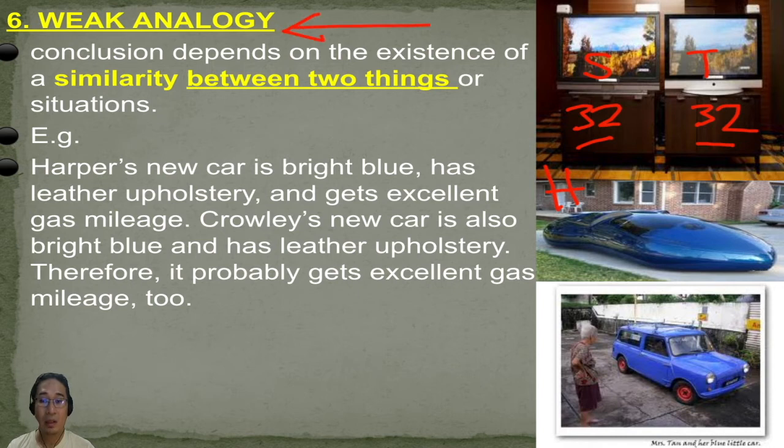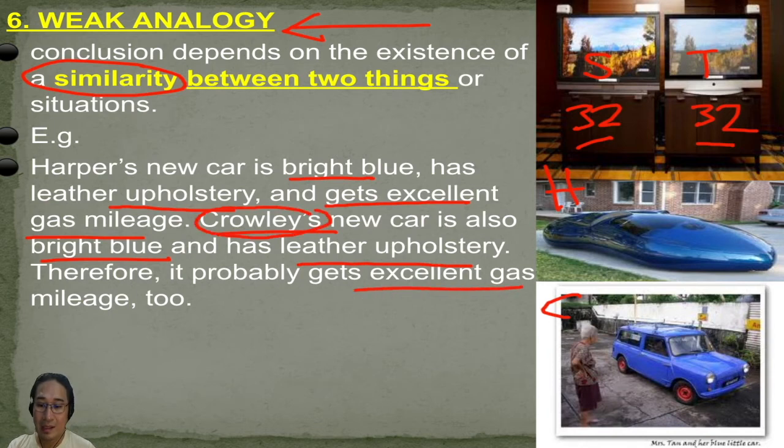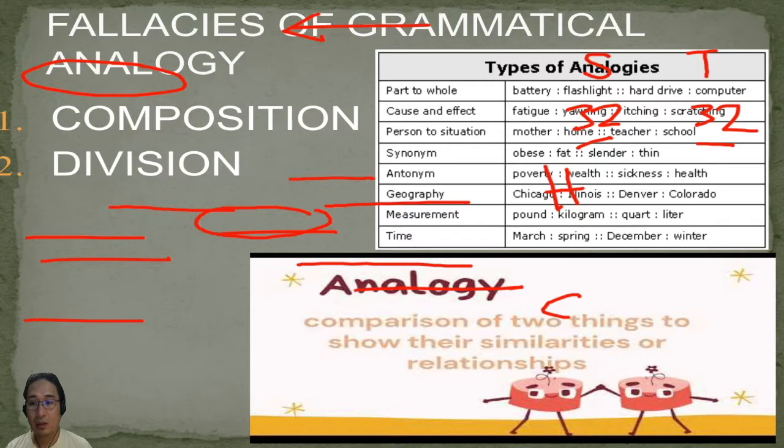Now if we assume that they have the same features just because they are alike, we're committing the fallacy of weak analogy. Here's another example, the one about Harper and Crowley. It's mentioned here, Harper's new car is bright blue. That's its quality. Then Crowley's new car is also bright blue. So we have a similarity between two things. Then another quality that Harper's new car has is leather upholstery. Crowley's also has leather upholstery. Then the difference is that Harper's gets excellent gas mileage. Although they have the same qualities and properties, it doesn't necessarily follow that Crowley's new car also has excellent mileage. Now, if you do that, you're committing the fallacy of weak analogy. That's for the weak analogy.